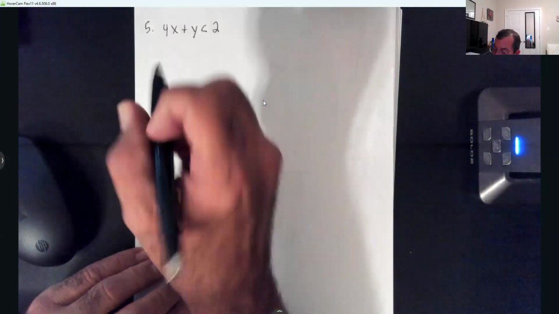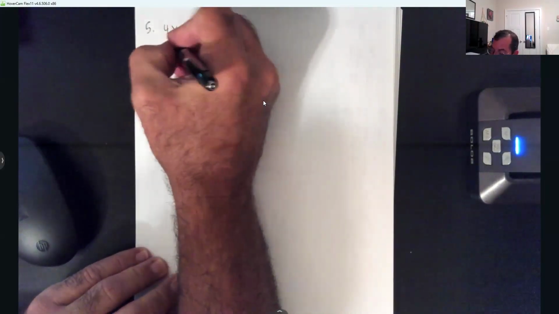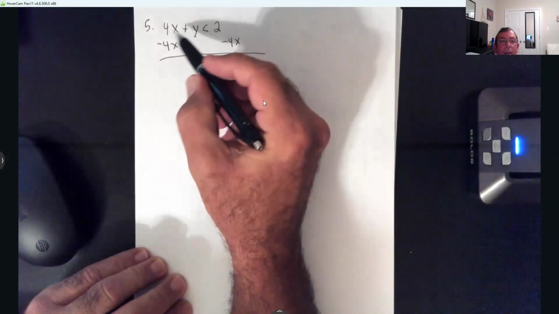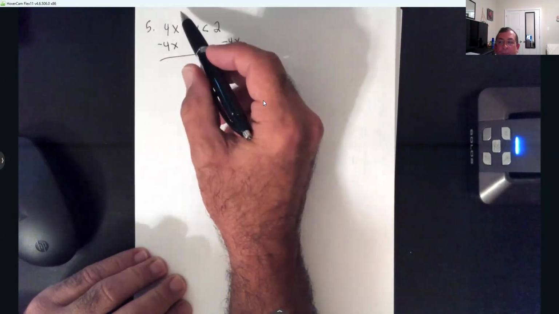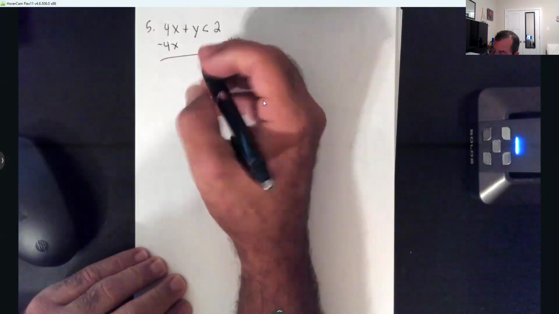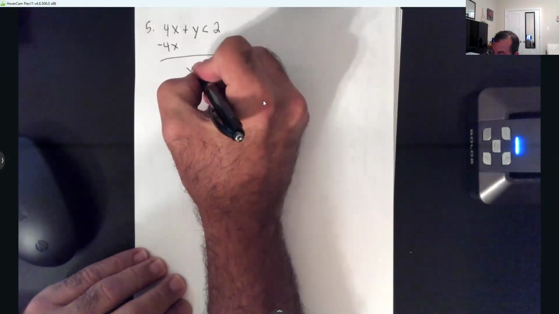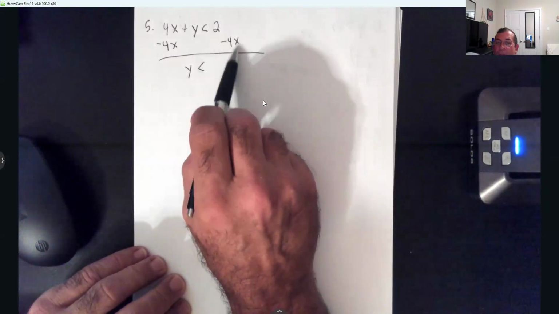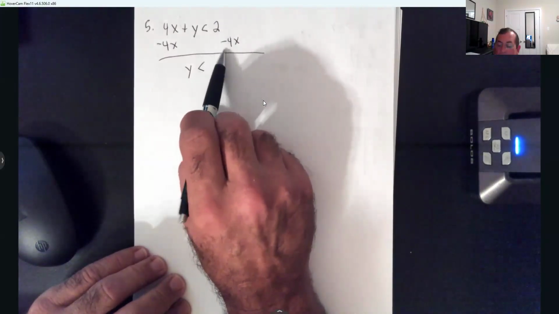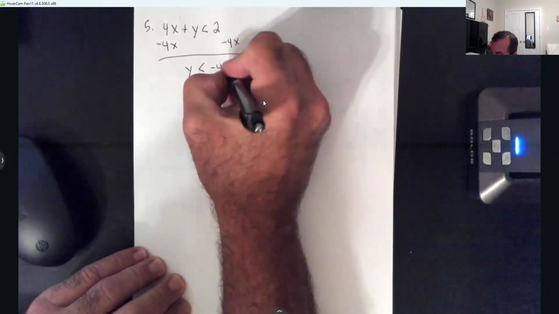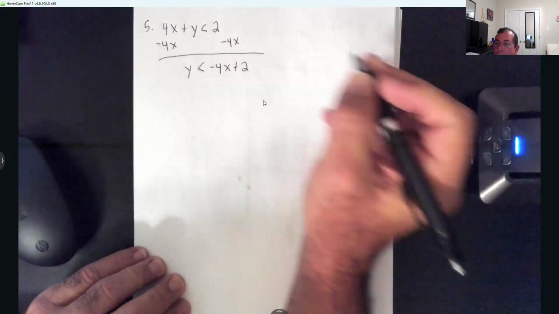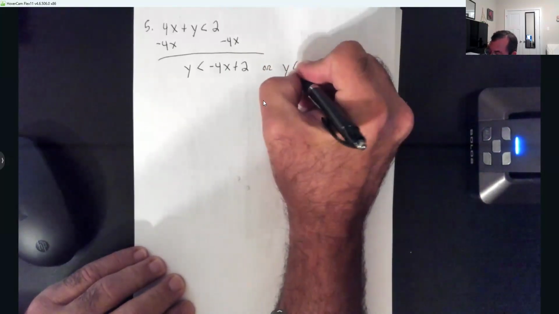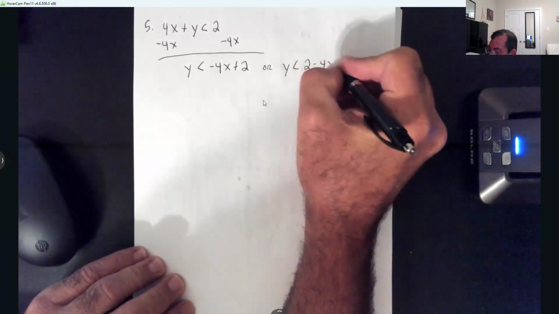So since the 4x is positive over here, to move it, we got to subtract it from both sides. So that 4x is canceled out. So I got my y on the left side. That's going to be less than. And then once again, these are not like terms, so we can't add them together. So I'm just going to put my negative 4x plus 2. Or you could do y less than 2 minus 4x.